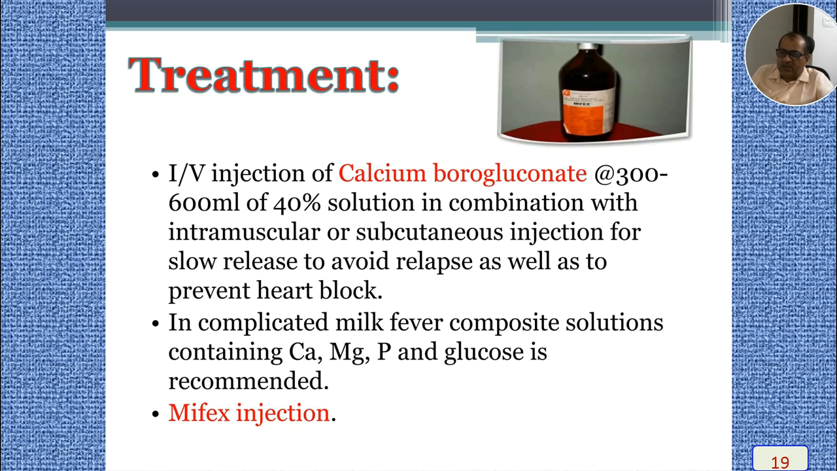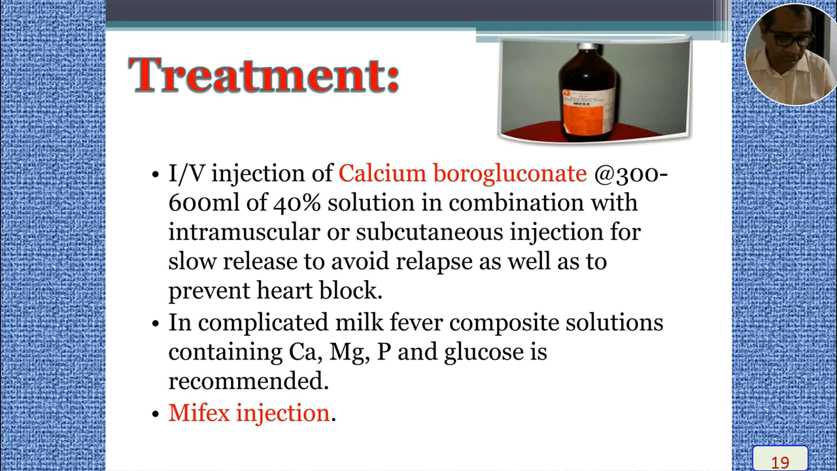So that needs to be taken care of, and whenever administering calcium borogluconate with magnesium sulfate, still care has to be taken that it should be administered very slowly, so that cardiac collapse does not happen. But sometimes relapse does happen, and in complicated milk fever, composite solutions containing calcium, magnesium, phosphorus, and glucose are recommended. For example, dairy cattle immediately after parturition are very prone to almost all the metabolic disorders like milk fever, ketosis, etc.